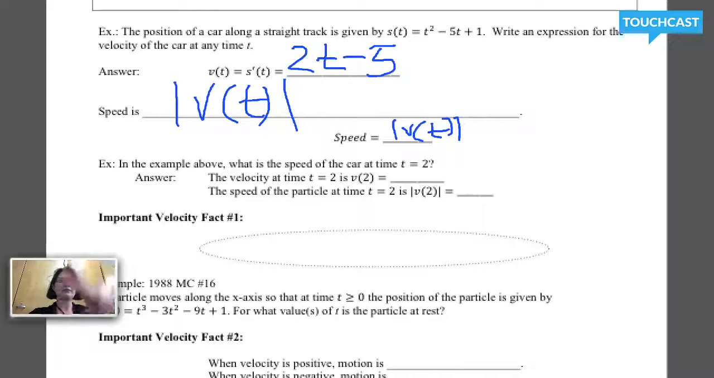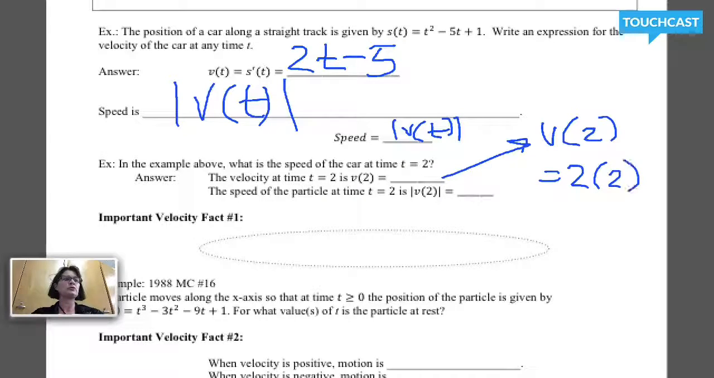So in this example from right here that we just did, what is the speed of the car at time t equals 2? Well, first I have to find the velocity at time 2. I'll come over here to do that. V of 2 is, the rule is 2t minus 5, so that's going to be 2 times 2 minus 5, which makes -1. The speed of the particle at time 2 is the absolute value of the velocity, which is the absolute value of -1, which is 1.